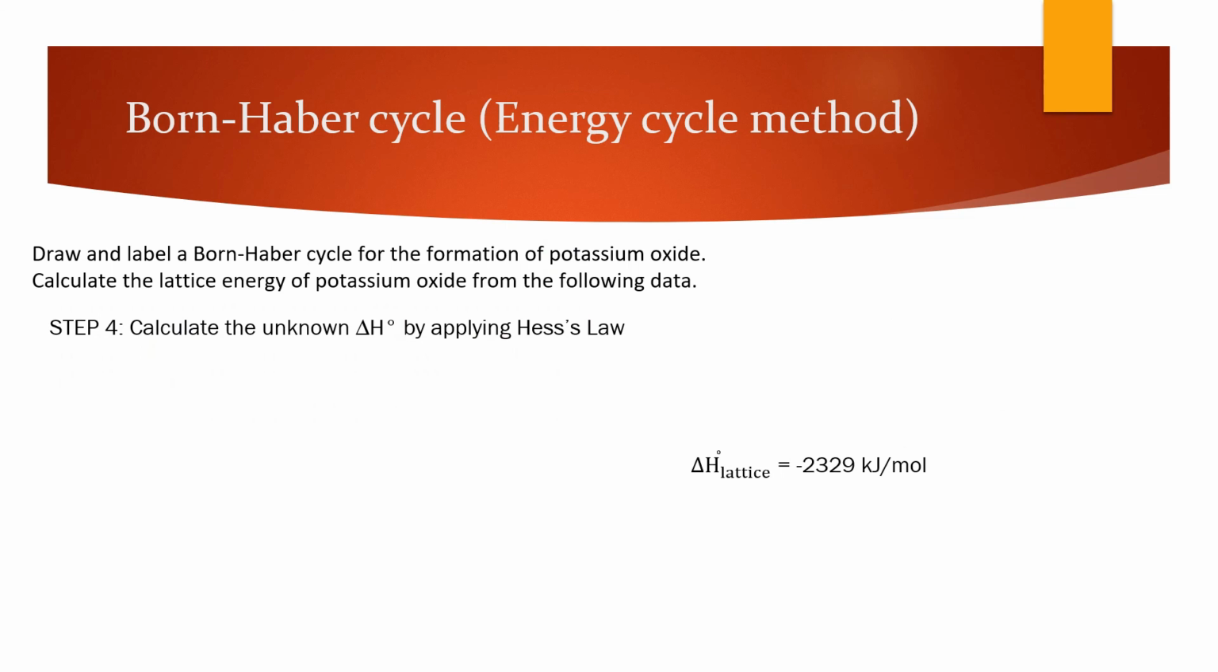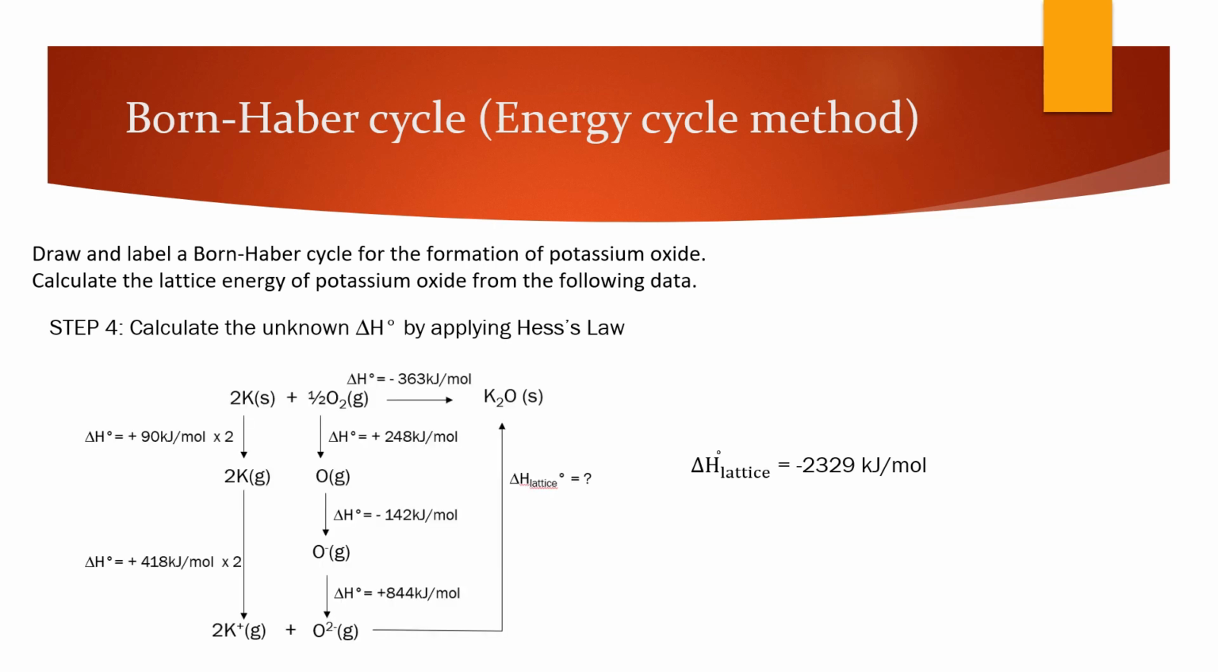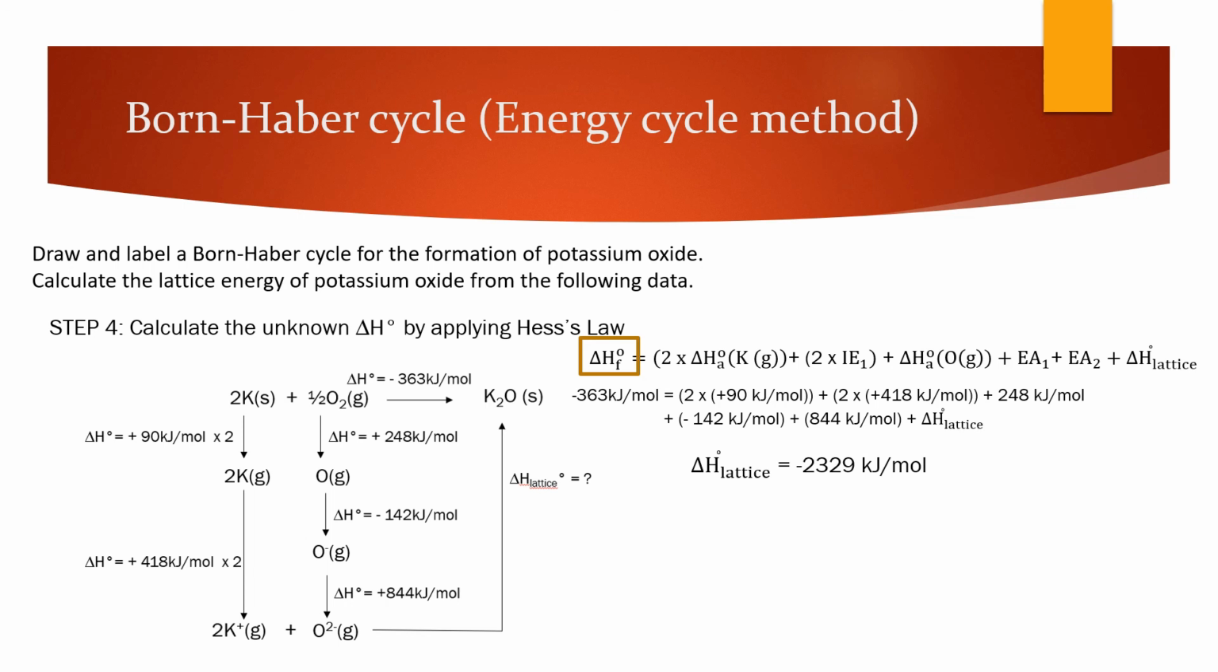So the last step is to calculate the unknown enthalpy change by applying Hess's law. So our unknown enthalpy change here is the lattice energy. So how to calculate the lattice energy? So we need to apply Hess's law. So what is the definitions of Hess's law? Hess's law states that the total enthalpy change is the same, doesn't matter whether the reaction is taking place in one step or in a series of steps. Here, our one step is the enthalpy of formation. That's why we need to equate enthalpy of formation equals to series of steps.